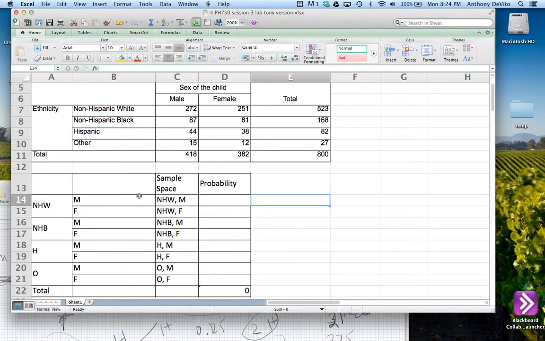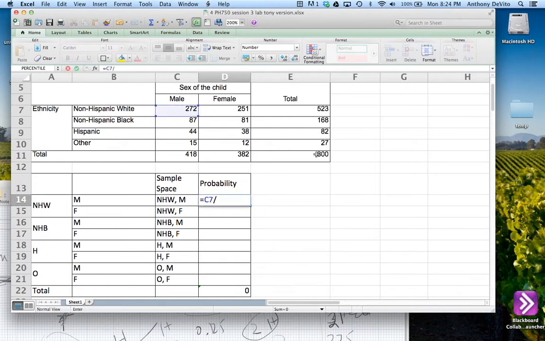For instance, one of the things that he does is he looks at non-Hispanic white females and male babies. So the sample space, that's the intersection of non-Hispanic white females and male babies. Well, what's the probability that you would select, randomly from this population, a non-Hispanic white female with a male baby? There were 272 male babies born to non-Hispanic white females. So the probability that you would choose that in this population is going to be 272 over 800. The probability that you would choose a non-Hispanic white female who had a female baby is 251 over 800.